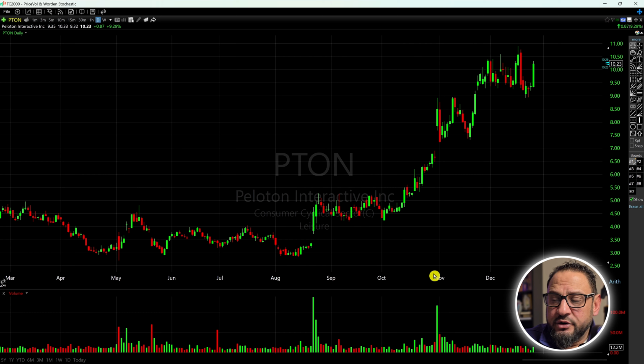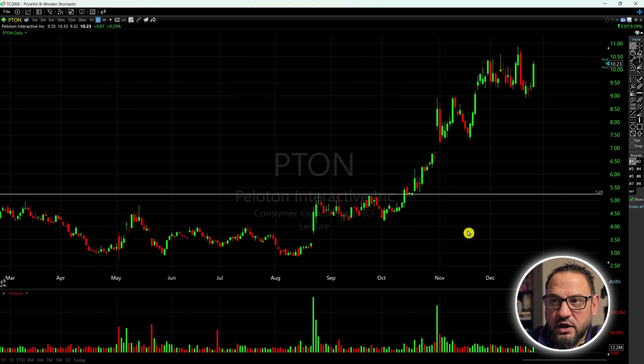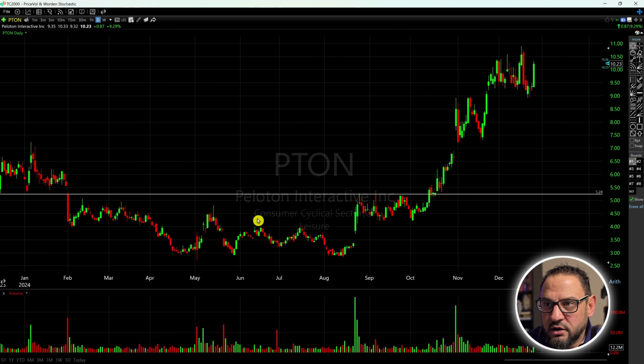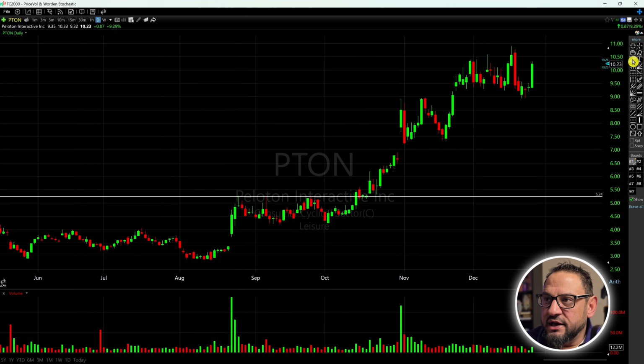So the next pattern is the ascending triangle pattern. It's a bullish continuation pattern. The way I'm gonna show it to you, basically there is a horizontal resistance. You see that resistance level? 1, 2, 3, 4. Okay, and then there is an uptrend support that makes a triangle. You see that? That's an ascending triangle.